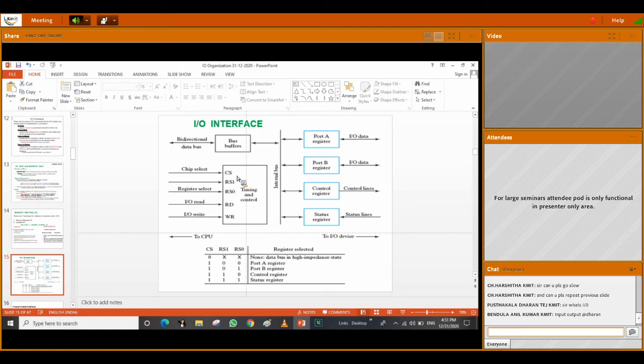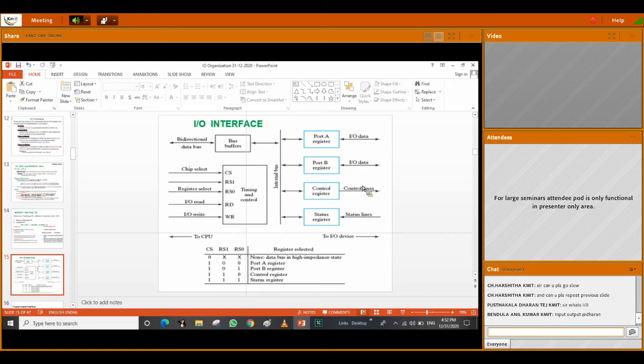Coming to the bus buffer, the bus buffer is a bidirectional data bus, from the CPU to the interfacing circuit. All the data is stored in the CPU here. Coming to this timing and control, it follows the pin selection.